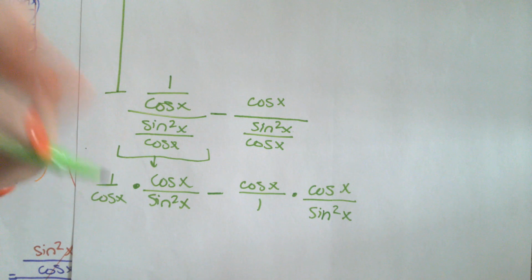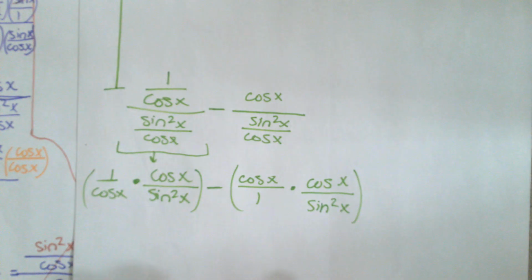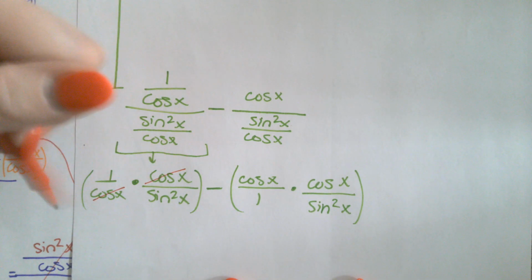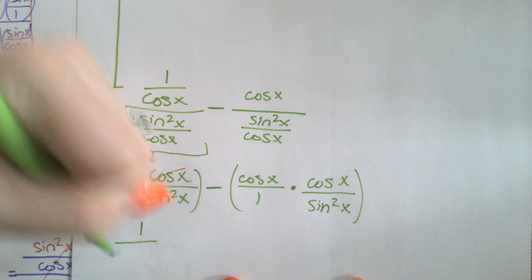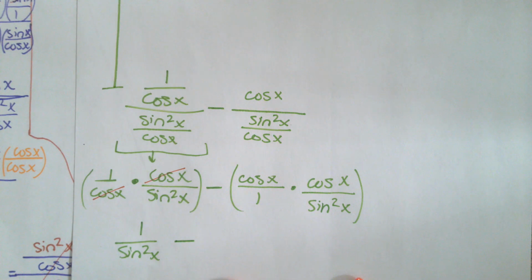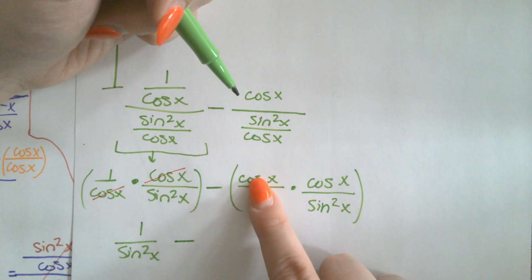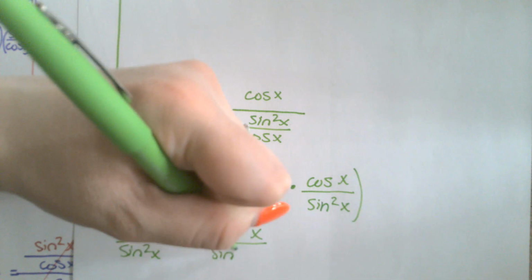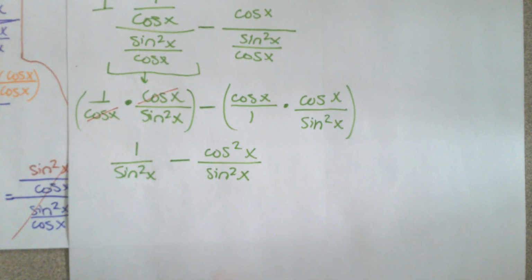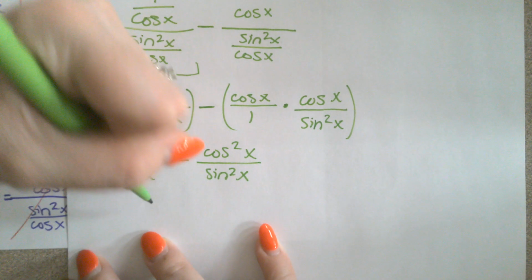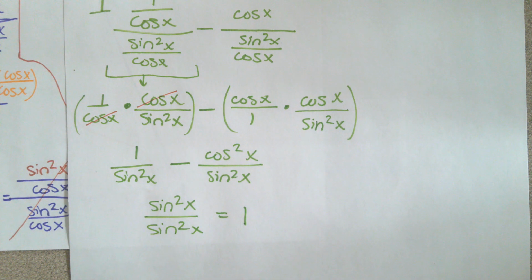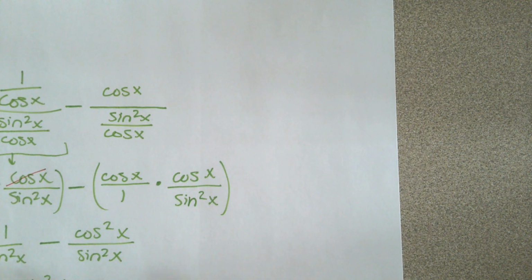Okay, now I need to handle these separately. So I can do a little bit of canceling. Cosine on top here and cosine on bottom here, cross out because I'm multiplying, I can do that. This leaves 1 over sine squared of x minus. Now that can't cancel over here, so I'm just going to multiply. Cosine times cosine is cosine squared x over sine squared x. And then 1 minus cosine squared we just discussed is sine squared x over sine squared x, which does equal 1, which is what your equation is supposed to equal.